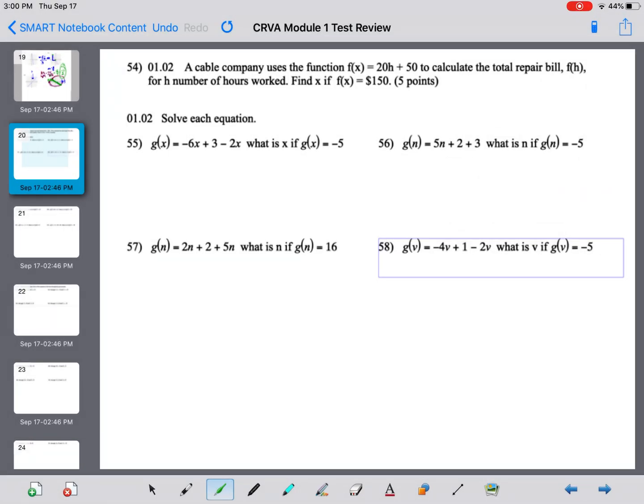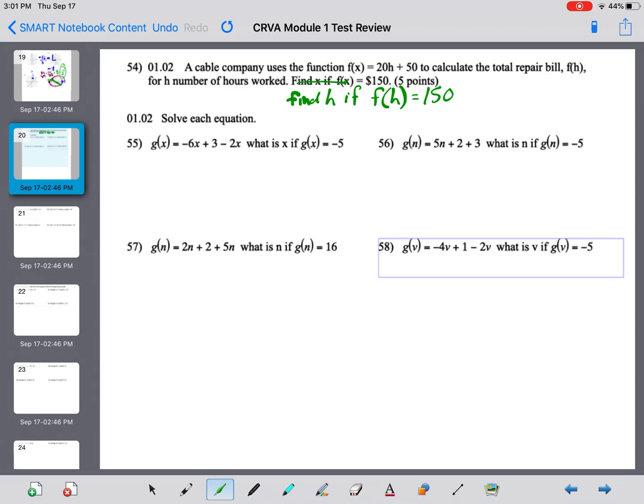Number 54. A cable company uses the function f of x equals 20h plus 50 to calculate the total repair bill f of h for h number of hours worked. Find h if f of h equals 150.